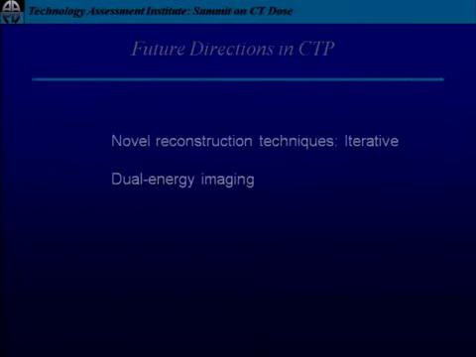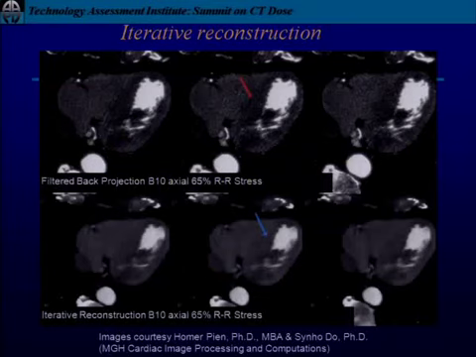Okay. There are certain newer techniques in CT perfusion that are coming up. We alluded to all these iterative reconstruction techniques in the previous talk, and there's the dual energy imaging, which is also promising. So here is an iterative reconstruction algorithm. It's a homegrown algorithm.